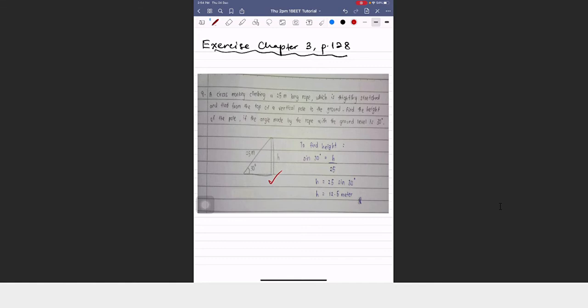So basically, you just need to find the height. So basically, this is like your right angle triangle. So you can just use a simple trigonometric ratio to answer this question. Alright. So what you have here is sine 30 degrees equals h over 25. So h equals 25 times sine 30. Okay, sine 30 is half, so times 25 is 12.5 meters. That's the correct answer.